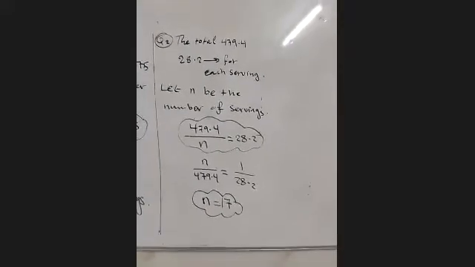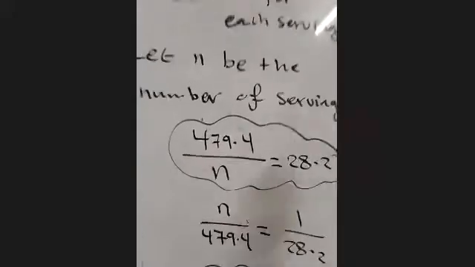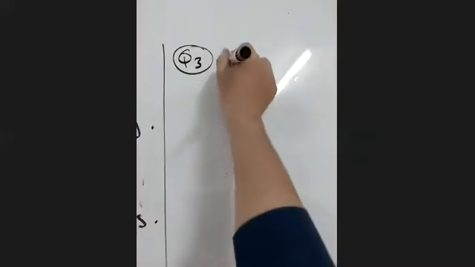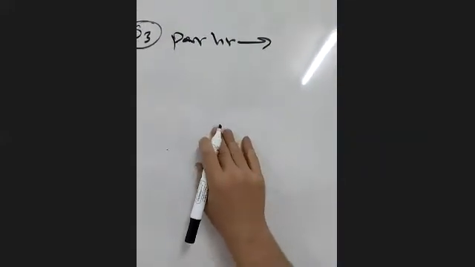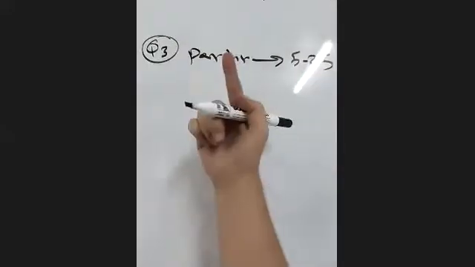Okay, Badr. Badr? Yes, mister. Yes. Question 3. Read. On a 3-hour bike ride, Rod averaged 5.25 miles per hour. Per 1 hour, what's the average? 5.25. Good. 5.25 per 1 hour.